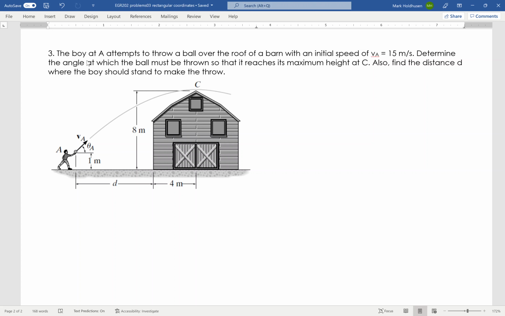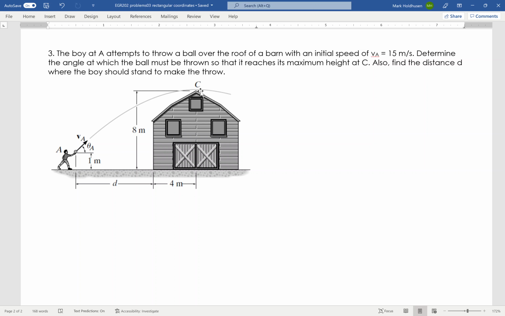Okay, a boy wants to throw a ball over the roof of the barn. He can throw with an initial speed of 15 meters per second, and I want to find what angle it must be thrown at so it reaches its maximum height right there at C. Then find that distance from the barn that he needs to stand.